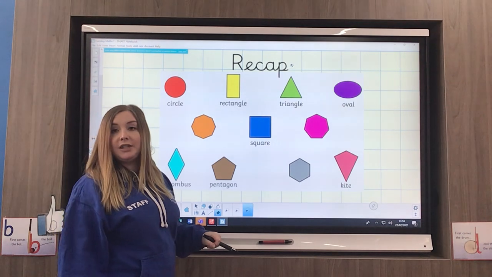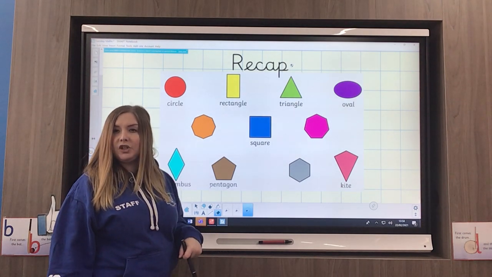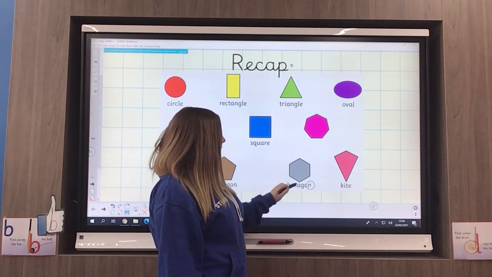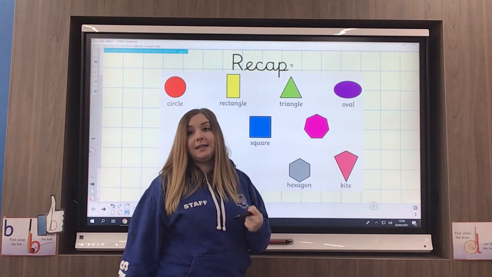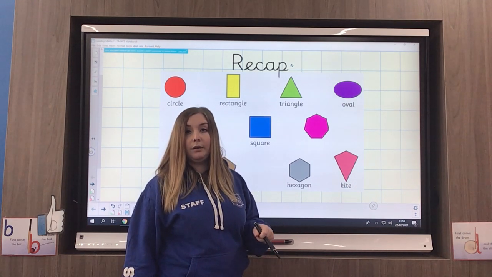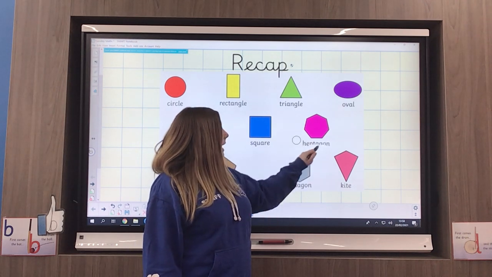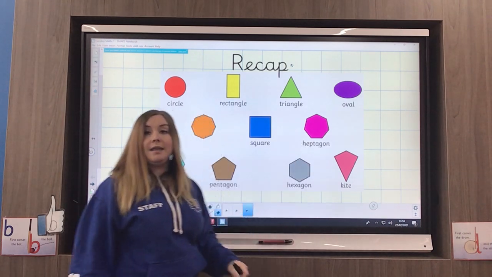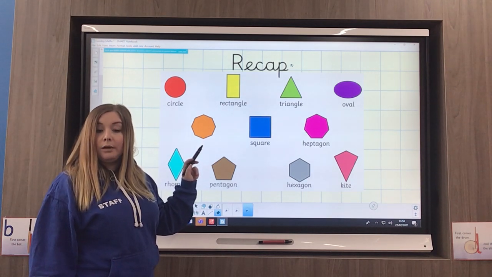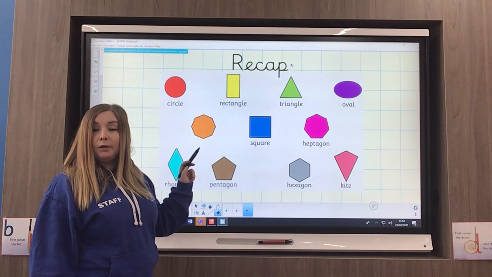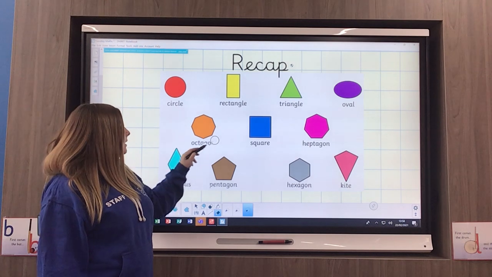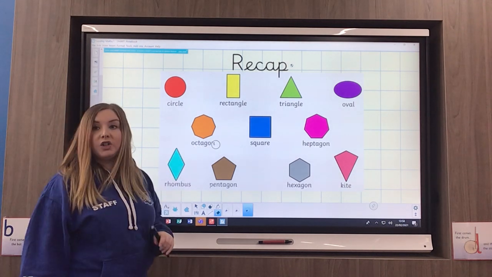Then a six-sided shape. Can anybody remember a six-sided shape? A hexagon. A seven-sided shape. I really would be blown away if we can remember the name of this one. A heptagon. And then finally our eight-sided shape. Now I remember this one thinking of octopus because they've got 8 tentacles. So an eight-sided shape is called an octagon.